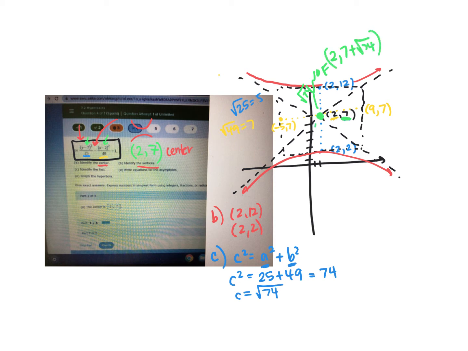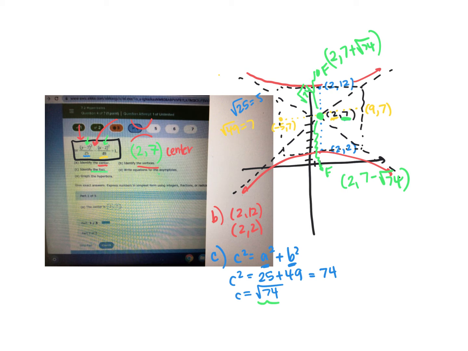And similarly, going the other direction, I'm going to go down square root of 74, wherever that happens to be. So my other focus will be at 2, and then 7 minus square root of 74. Keep those as exact answers. Don't use your calculator. If you could simplify the square root of 74, you'll have to do that. But just a quick glance, it is 37 and 2. No perfect squares in there, so we could leave it as is. So those are going to be my foci.